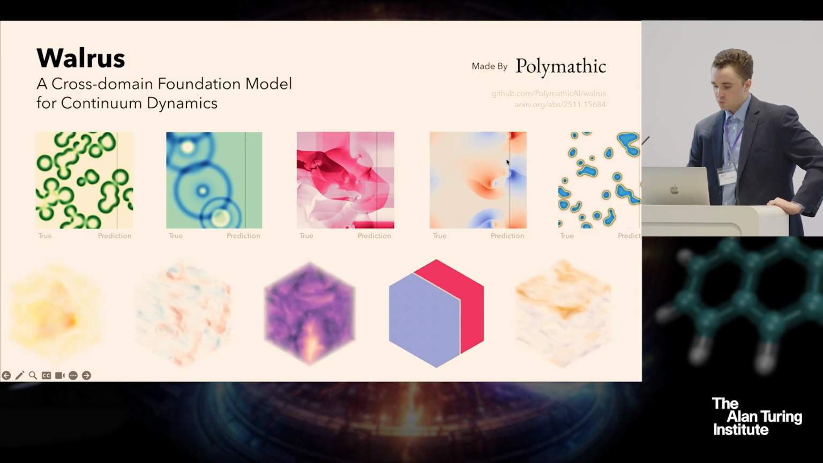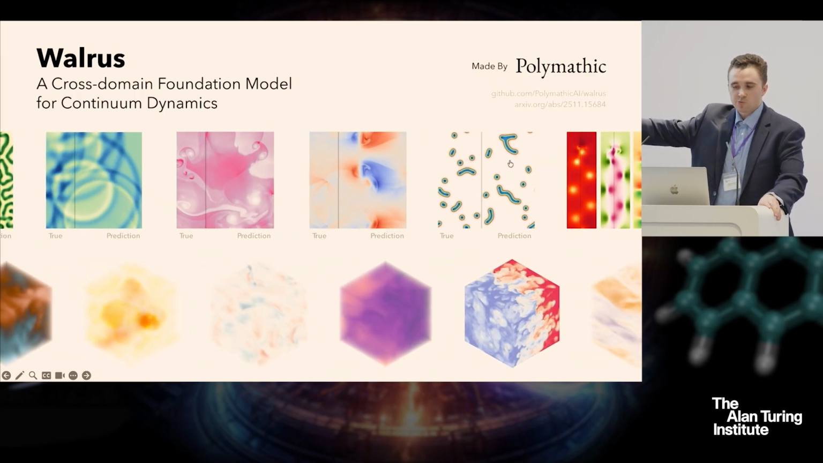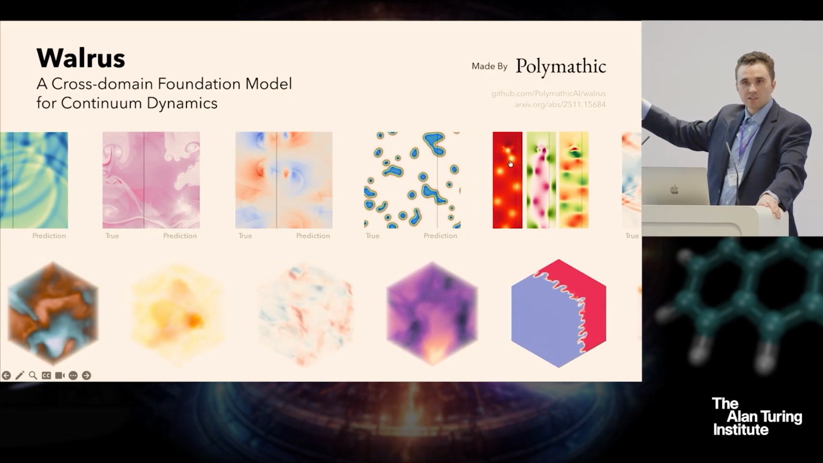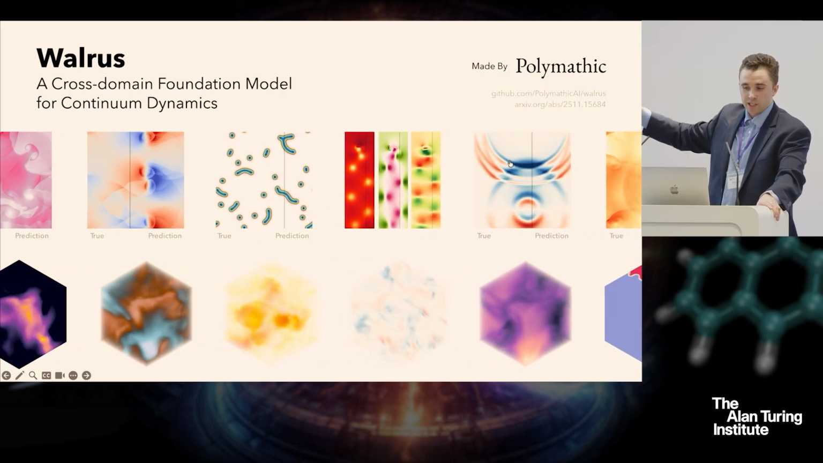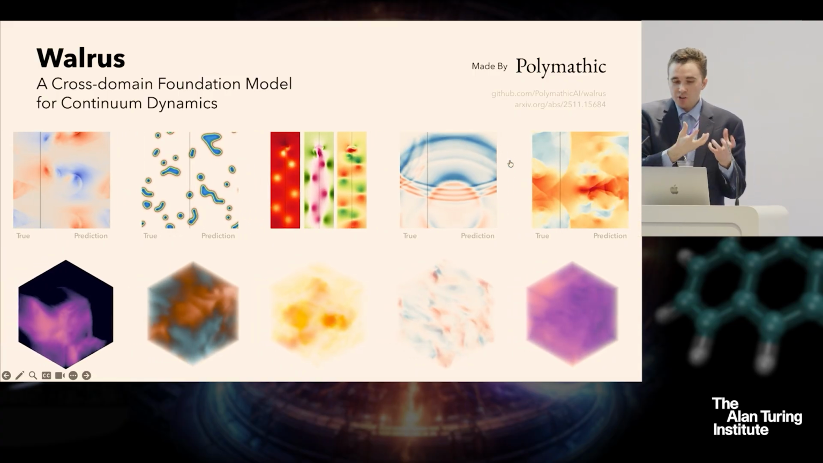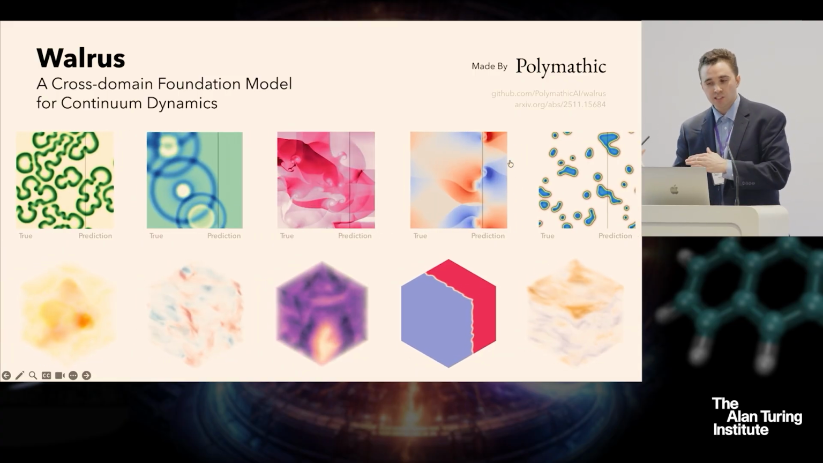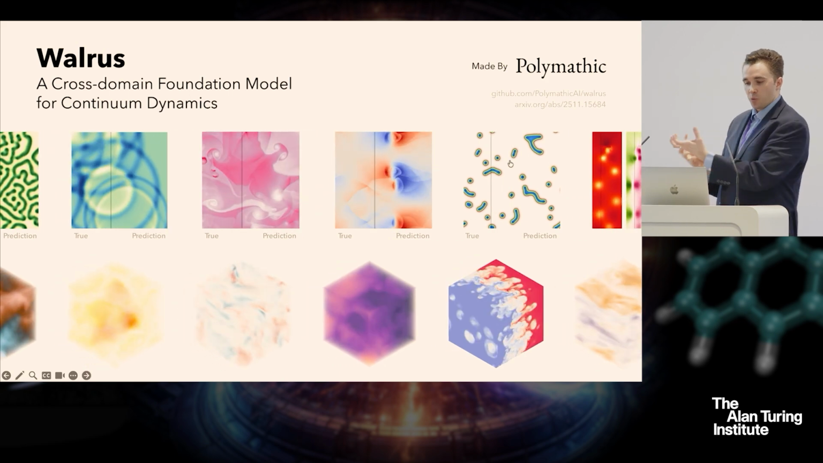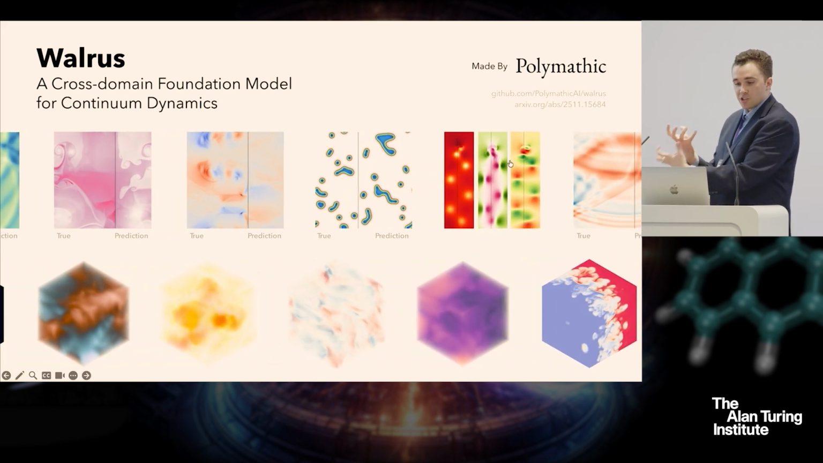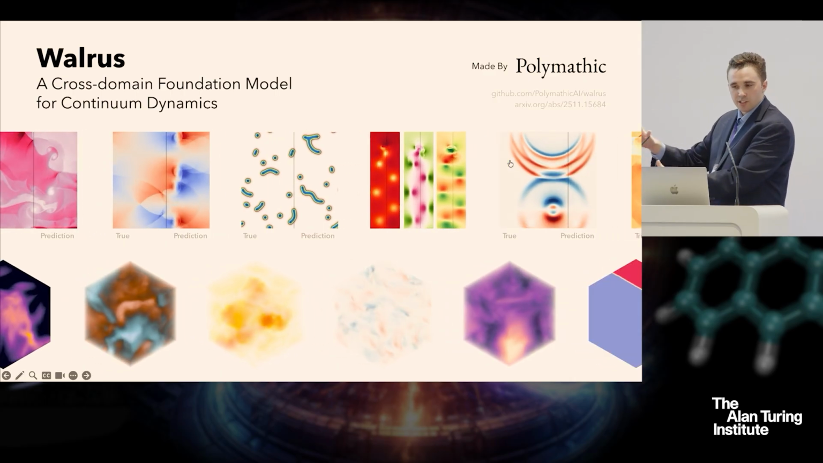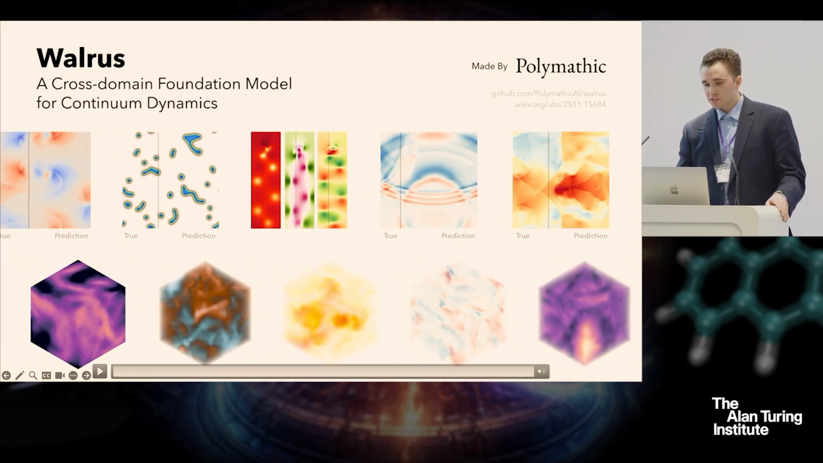So this is Walrus. This is what it looks like. These are different predictions. These are the range of the different physics that this model can handle. You'll notice that some of them are 2D and 3D. The model's actually trained on both, so it can handle both 2D systems and 3D systems with the same kernels. It's the same internal dynamics, but it works for both 2D and 3D. And so the predictions are quite good.